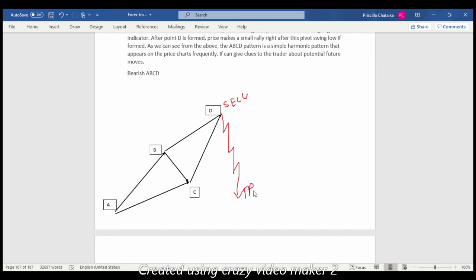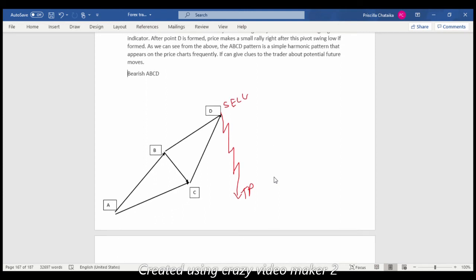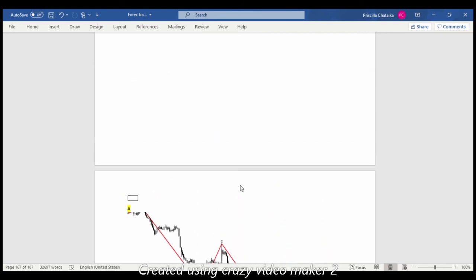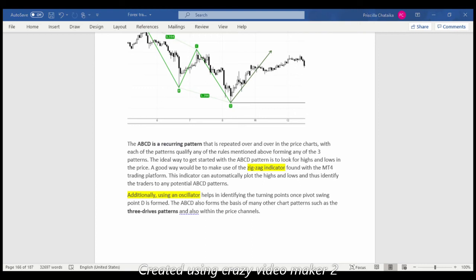What you just have to do is trail your stop loss. Try not to use the take profit because sometimes you'll miss out by just putting a take profit. Rather, just use a trailing stop loss because you'd rather benefit from it going all the way to point A than missing out. You can use the zigzag indicator, and I'm going to show you that.